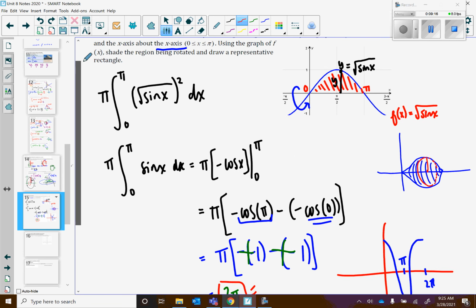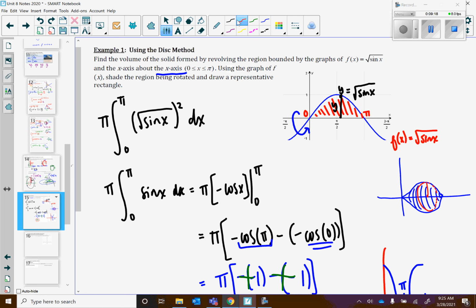But really, it's the setup that's the most important. Think about it again as we are rotating a circle with a radius of whatever that y value is. And the area of the circle is pi times that radius squared, and then because we are integrating it, we are adding up all these copies for our bounds.